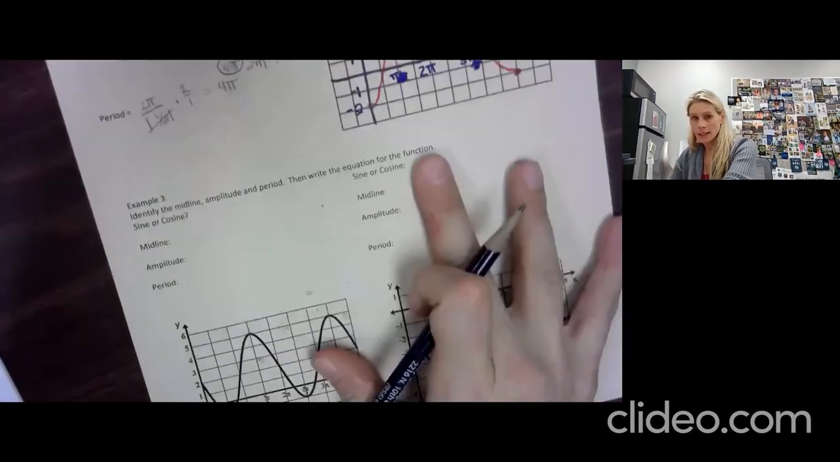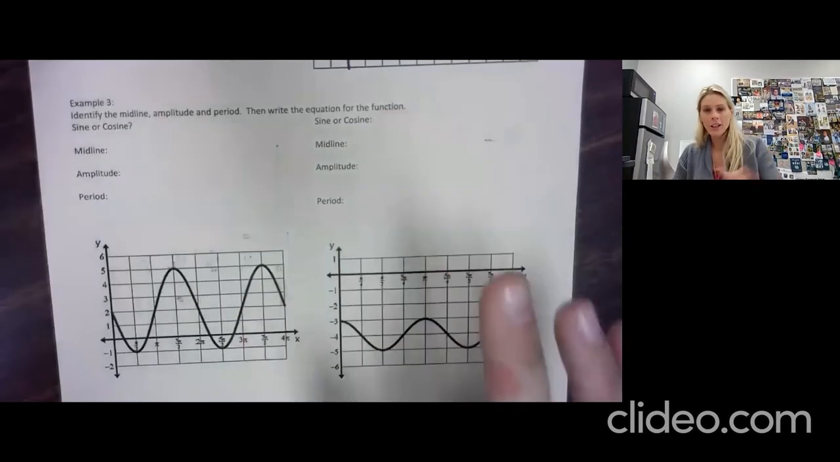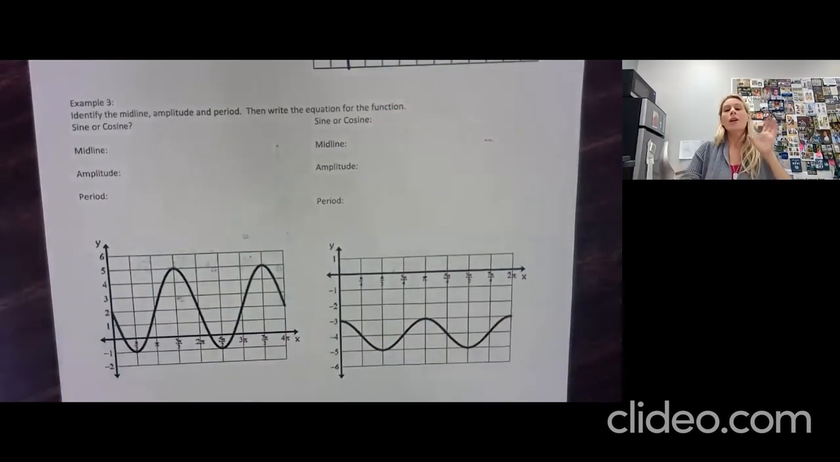All right, next, last part. Hopefully my computer doesn't die. We're going to go backwards.